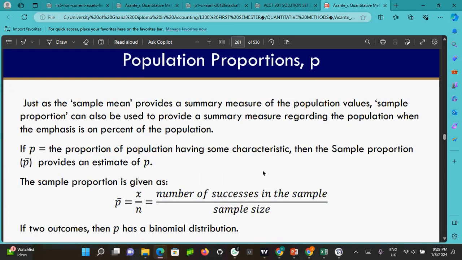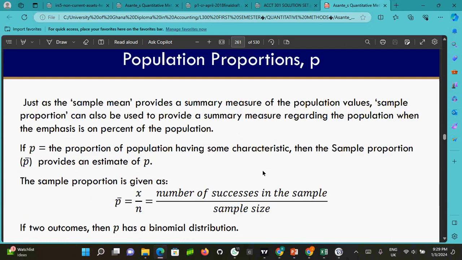So population proportions. Just as we have the sample mean and the population mean, we also have population proportions. It is like the way the sample mean works: you add all the samples and divide by the number of samples selected. In the same way for the proportion, you add all the successes and divide by the number of sizes.